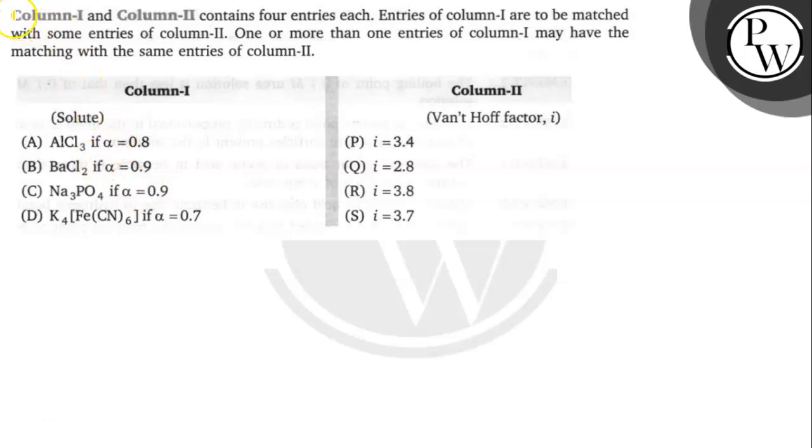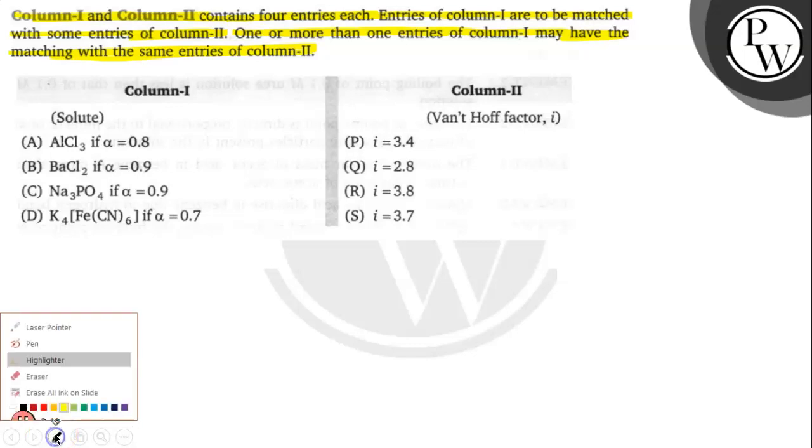So the question says that column 1 and column 2 contain 4 entries each. Entries of column 1 are to be matched with some entries of column 2. One or more than one entries of column 1 may have the matching with the same entries of column 2. So this is to be remembered. So there are two columns. In column 1 there are 4 entries and in column 2 there are 4 entries.